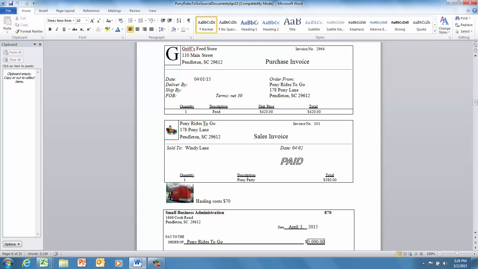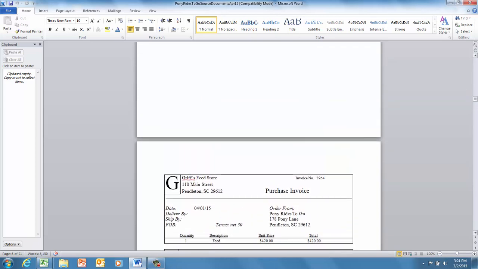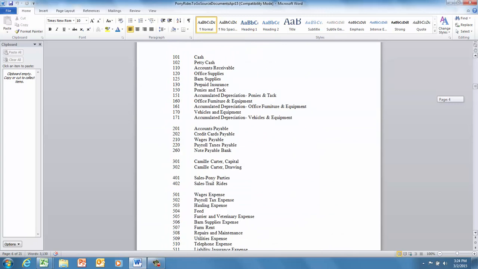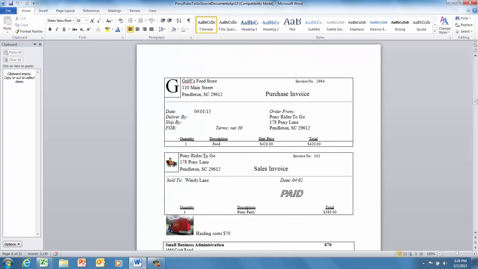Okay? So for cash, of course, I'm going to have an increase in asset. That's a debit to cash. For the sold services, I'm going to go back here to my revenue accounts. I have two revenue accounts, sales-pony parties and sales-trail rides. This is a pony party, so I'm going to use sales-pony parties. And that's like any other revenue. I'm going to credit sales-pony parties.